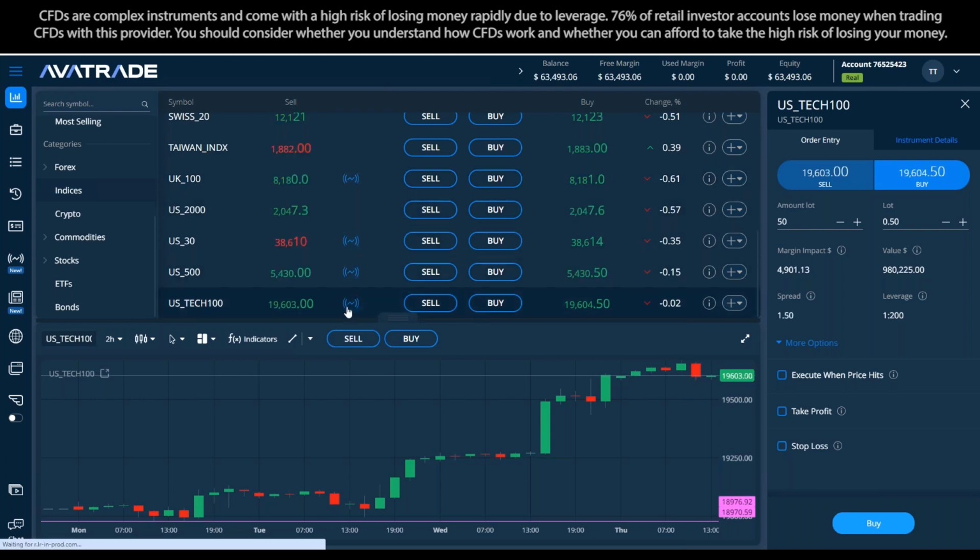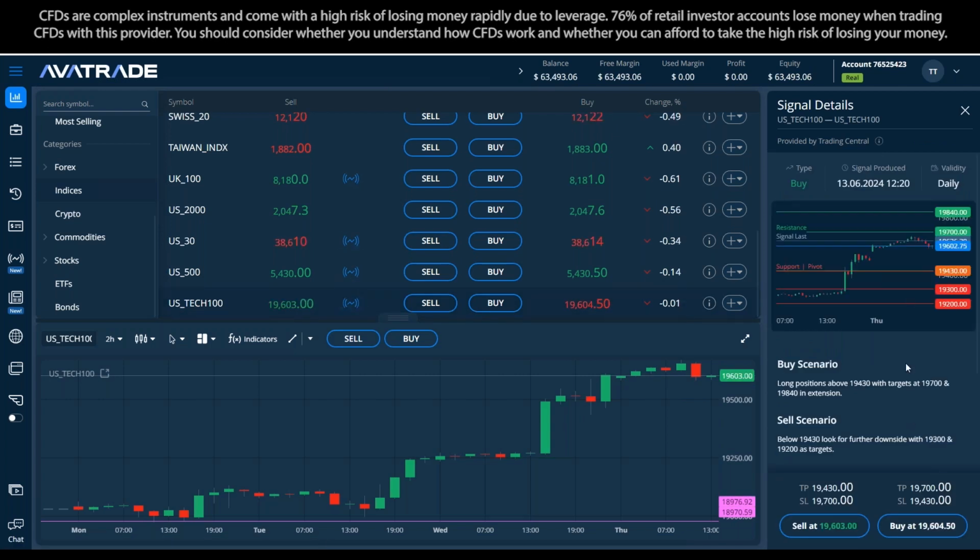If I click on that, the signal will load in the order window. No surprise to me, it's a buy signal and it's uptrending. We see the pivot line down here. If it breaks below that pivot line, then the buy signal is off and they would say look for further downside. Currently, it's still an active buy signal. It's above the pivot line. And the take profit levels that are suggested are at 19,700 up to 19,840, which I believe would be another record all-time high, which just seems to be par for the course for the US 100.